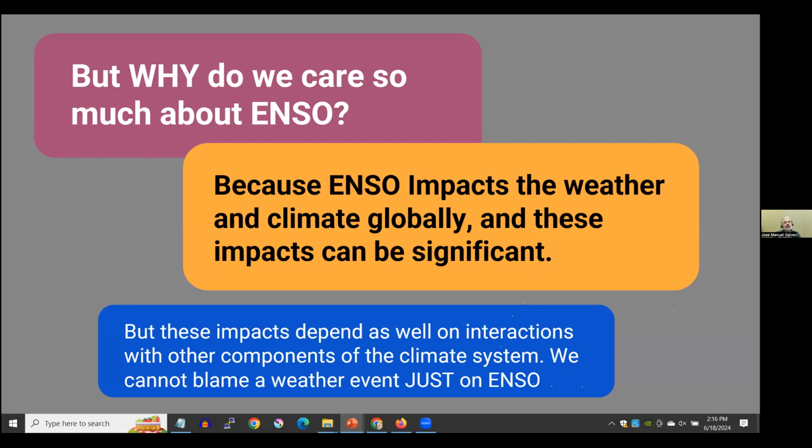So that's why El Nino is really important, because it tends to produce persistent weather events in the same location that can exacerbate the impacts.